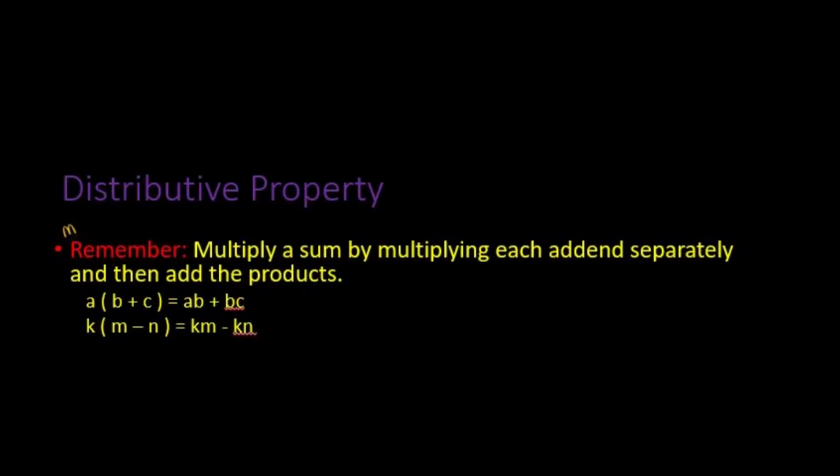Okay, now the third skill in our lesson is the distributive property. The definition to remember is to multiply a sum by multiplying each addend separately and then add the products. As you can see in the parentheses here, we take those and multiply it by the number on the outside of those parentheses and then add those together. Say with the K, M, and N.